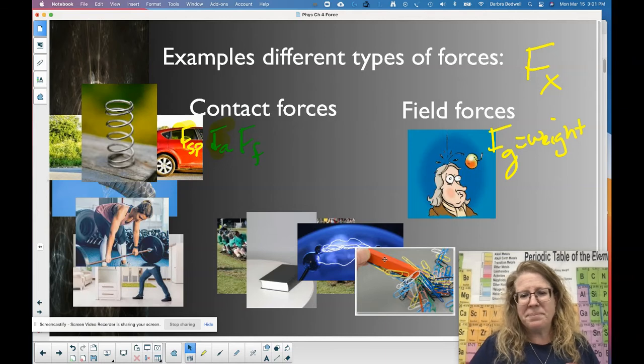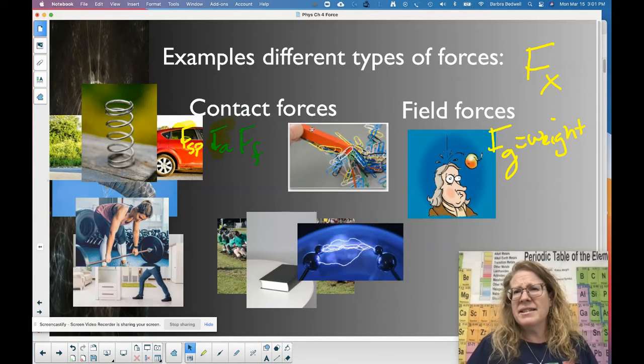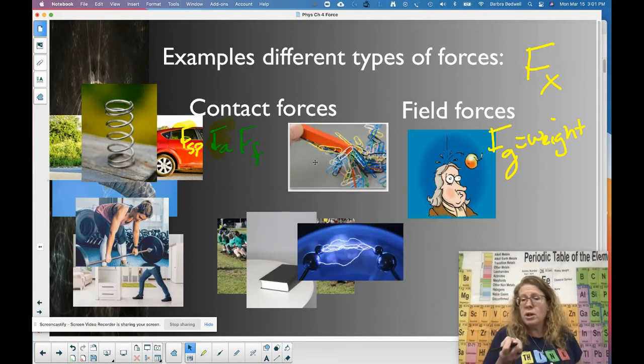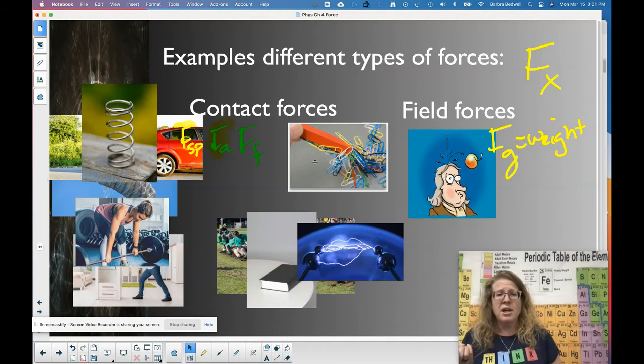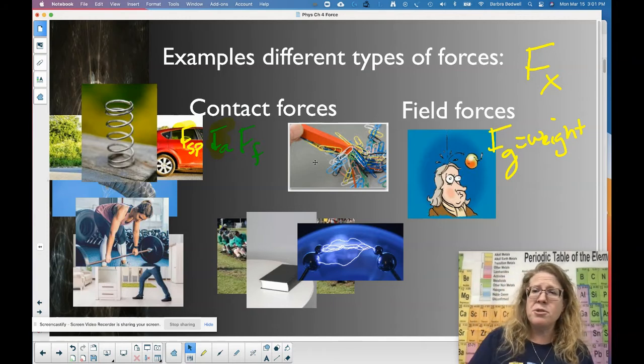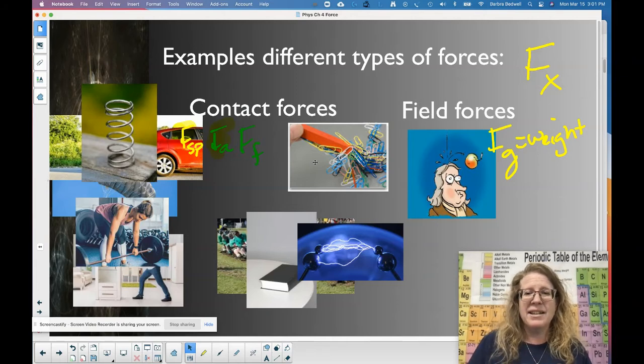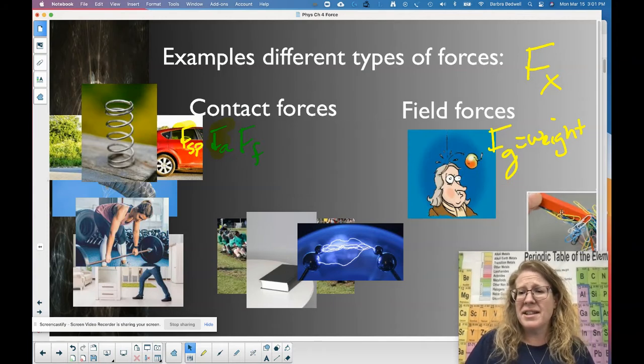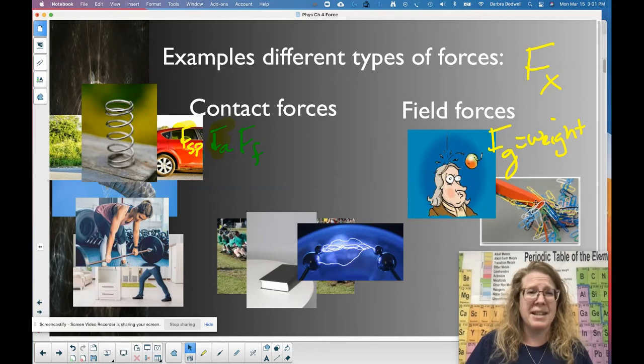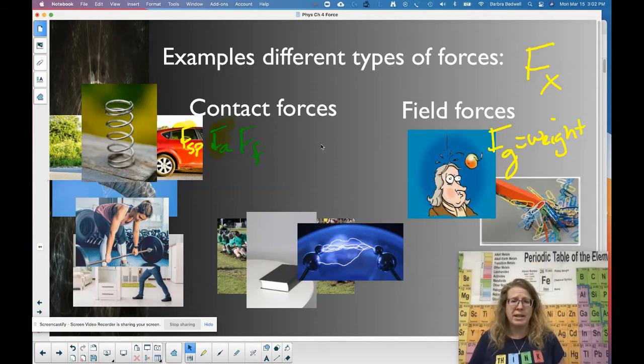All right, how about this one? We've got a magnet here. And a magnet is exerting a pull, or it could be exerting a push, right? An oppositional force against those paper clips. So if it's attracting those paper clips, it's exerting a force. What kind of force is that? Is it a contact force or a field force? Well, does it have to be touching the paper clips? No. Believe it or not, magnetic force goes over on this side as well. So magnetic force is another example of one of our field forces. And we usually write that Fm for magnetic force.